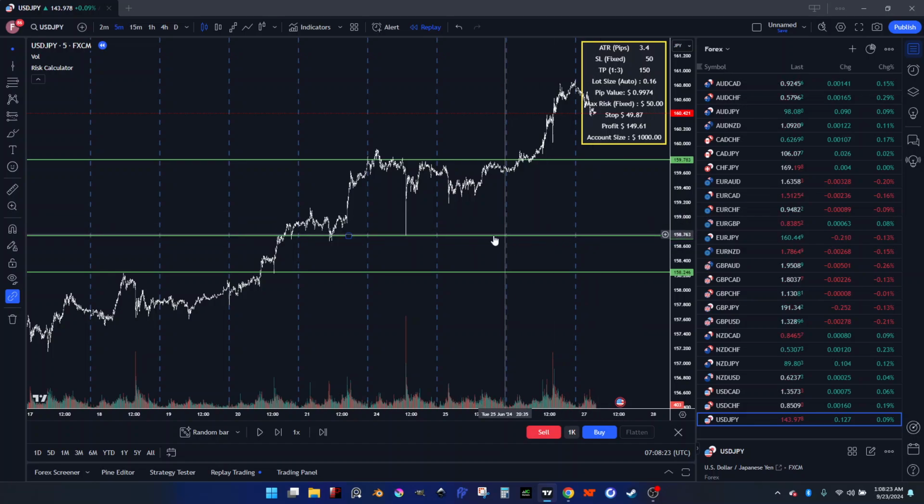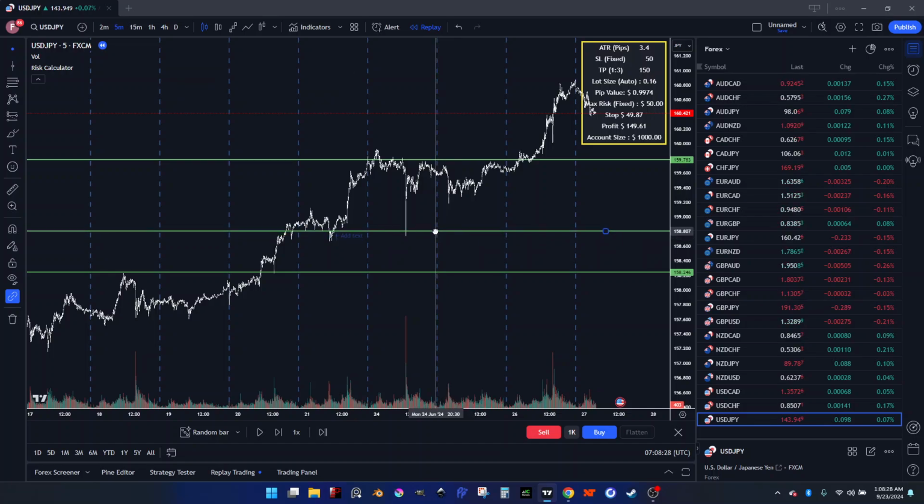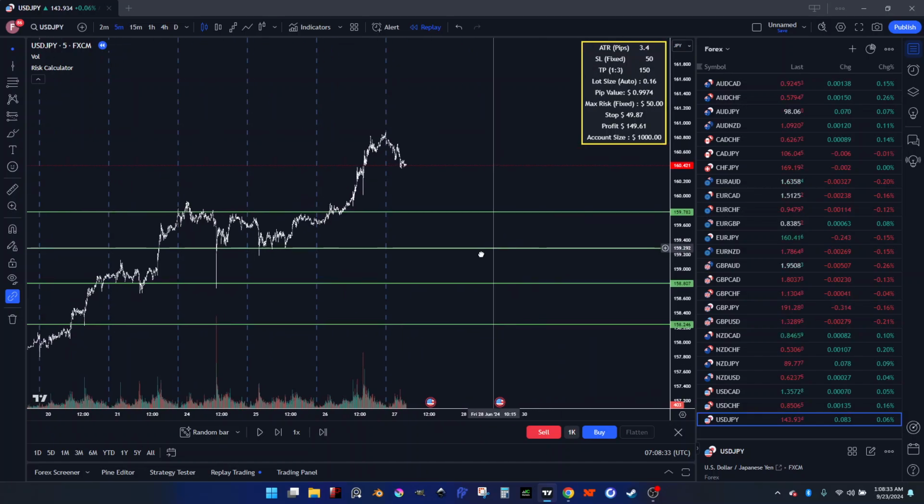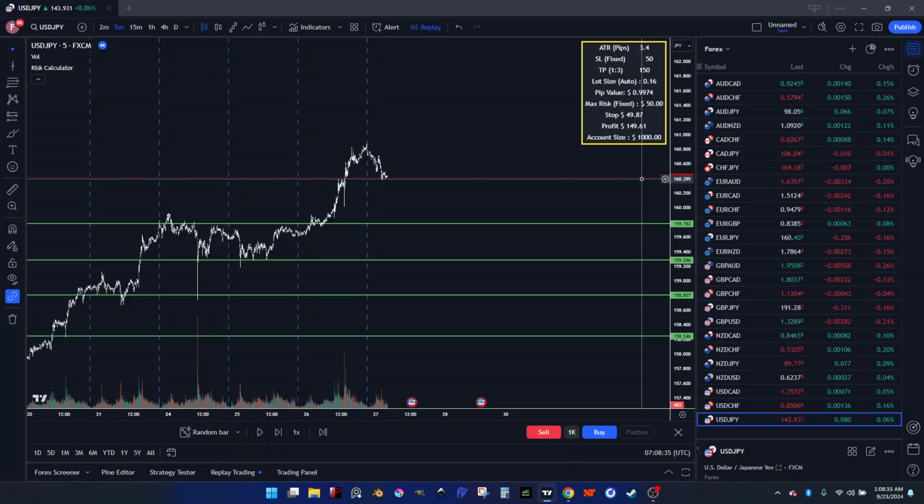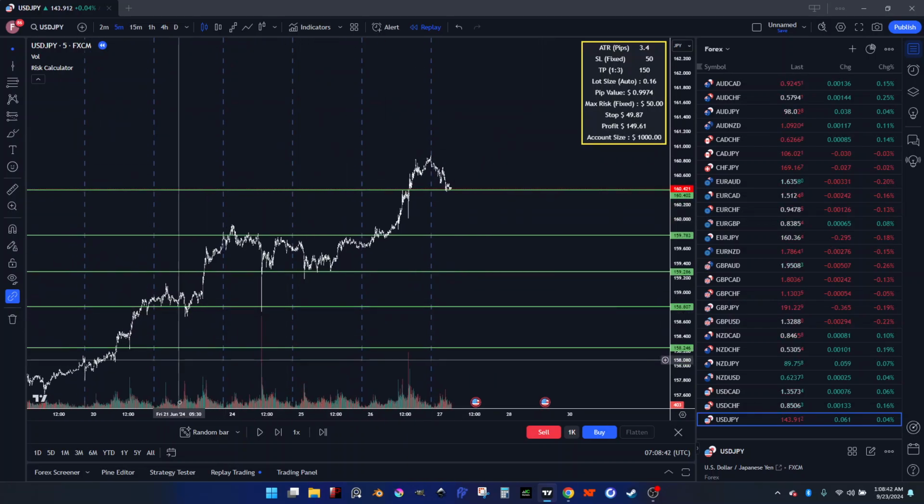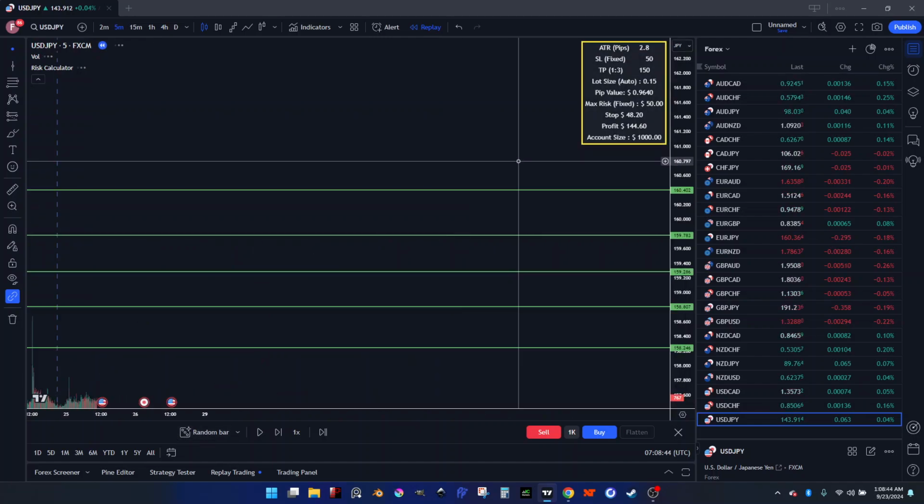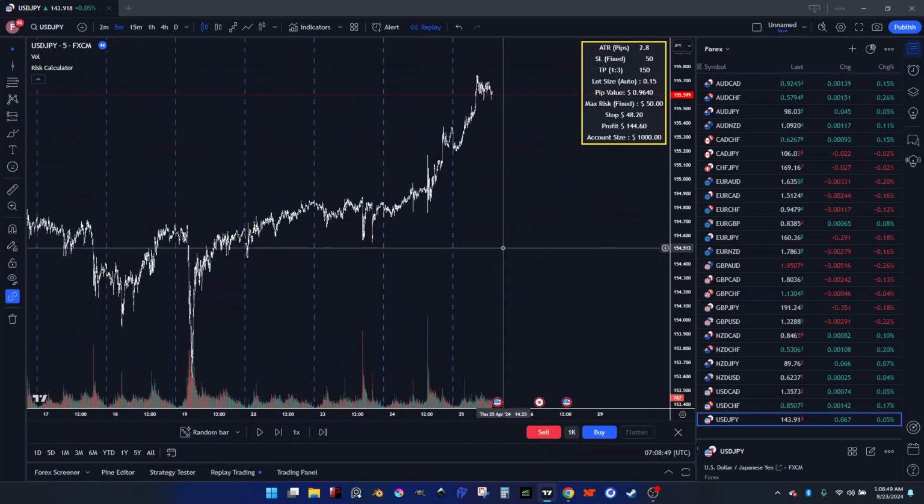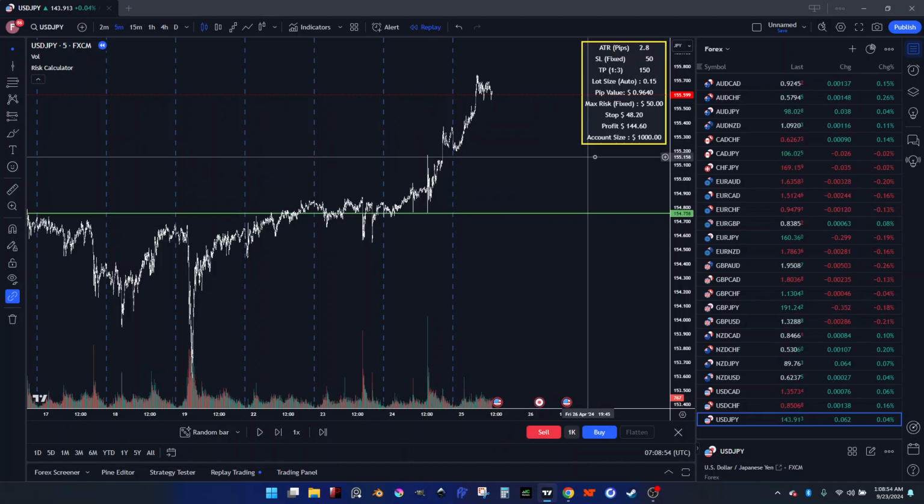Strong wick rejection there. Notice how it lines up on the other ones a little bit. Let's say right there. And we get something here. And something there. So let's take a long from right there. Are we on random bar? No. Okay. That would be why that is not the case. Okay. Apologies. I thought I hit it. It just did not go.